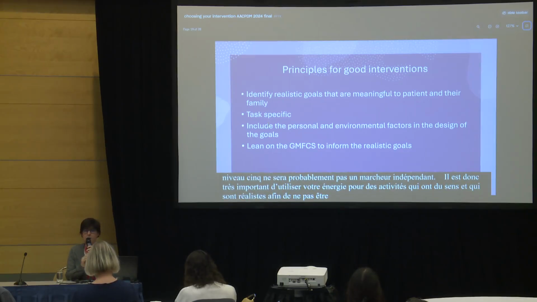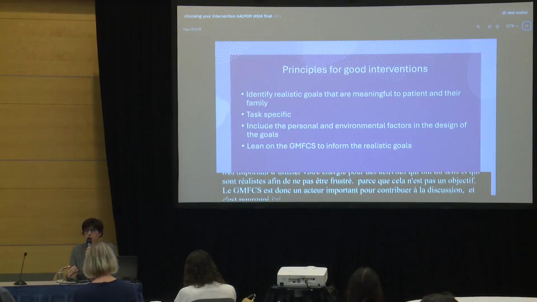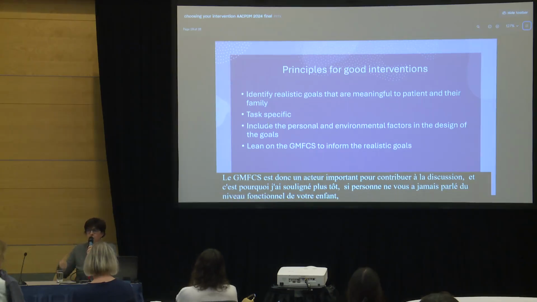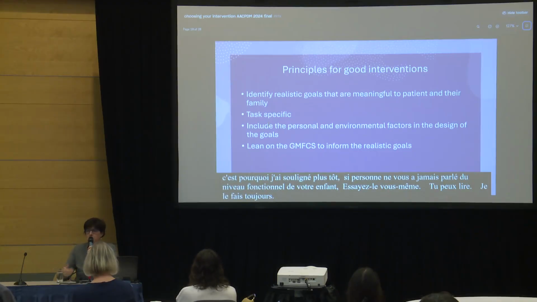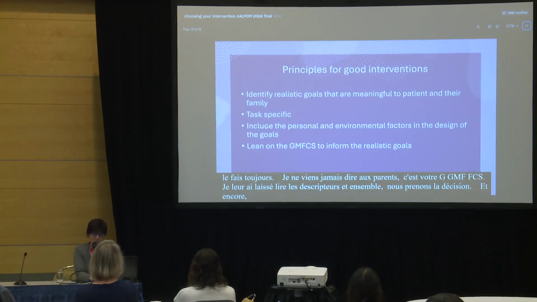So the GMFCS is a big one to help in the discussion, and that's why I emphasized earlier, if nobody has ever talked to you about your child's functional level, try it yourself. You can read, I do it always. I never come in to tell the parents, this is your GMFCS. I actually let them read the descriptors, and we together make the decision. And again, research has proven that parents are spot on. They know their child.